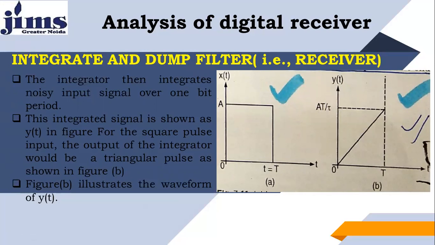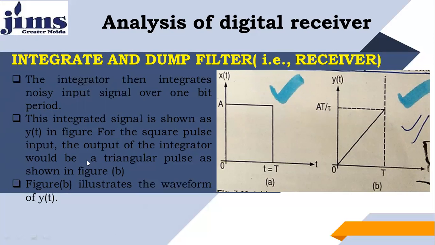And what is the time interval of charging? It is equal to the 1 bit period. And after that, from 0 to T, the capacitor is charged at At/tau. A is the amplitude of x(t), T is the time period of charging, and tau is the time constant of a capacitor. Every capacitor has a time constant that describes the time for the capacitor to charge, right?